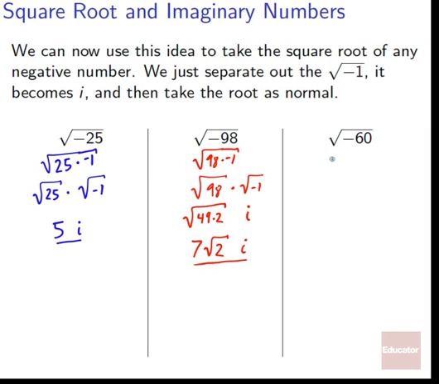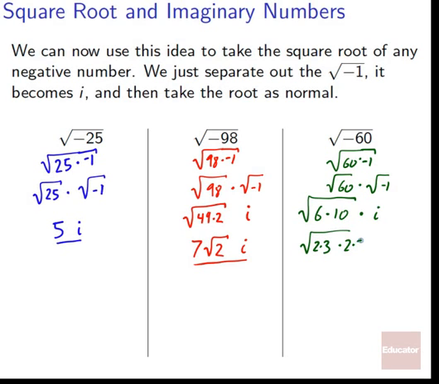Finally, square root of negative 60. We can see that as 60 times negative 1. So we separate out the negative 1. Square root of negative 1 becomes i. What is root 60? How can we break that into its factors? Well, we've got a 6 times a 10. That's still not quite enough, though, so we break that up some more. We've got 2 times 3 for 6, and 2 times 5 for 10, still times i.